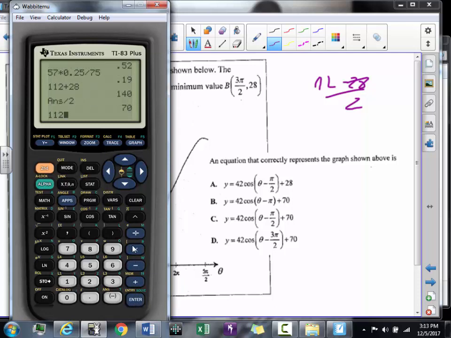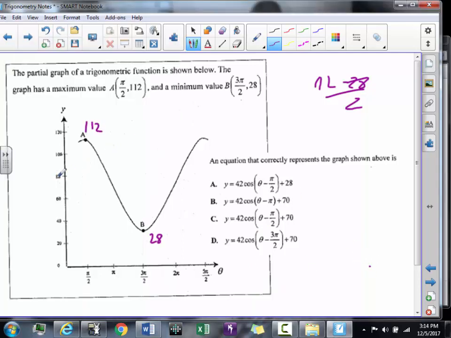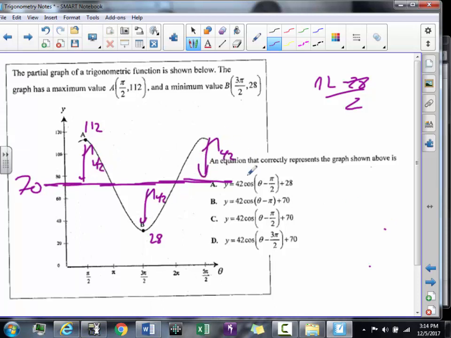And then I'm also going to do 112 minus 28. Divide by 2. One of them was 70, one of them was 42. If you were to add the two numbers and divide by 2, it's going to tell you where the middle of the graph is. When I did that right here, add them together, divide by 2, I got 70, which means that the middle of my graph is at 70. So if you add them and divide by 2, it gives you the middle of the graph. If you were to subtract them and divide by 2, which is when I got 42, that tells you that the graph goes up by 42 and down by 42 and then up by 42. Does that make sense?